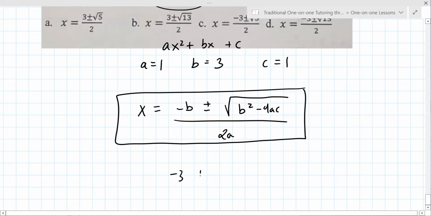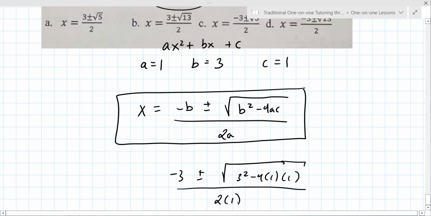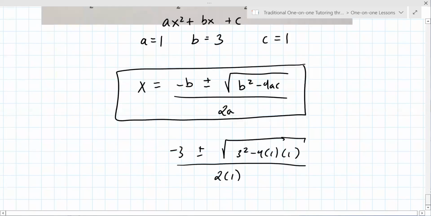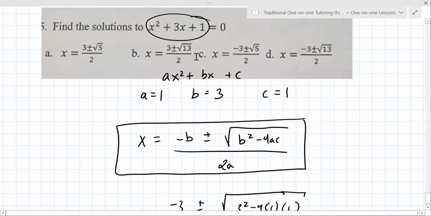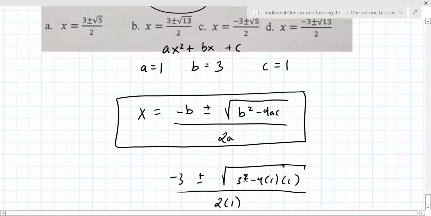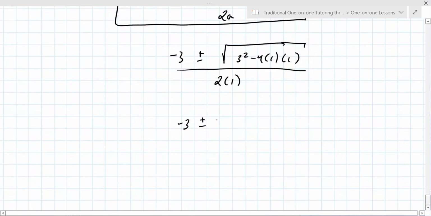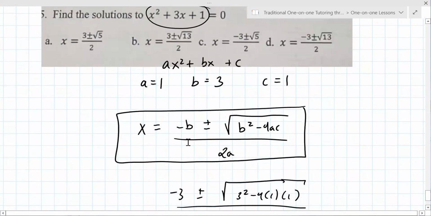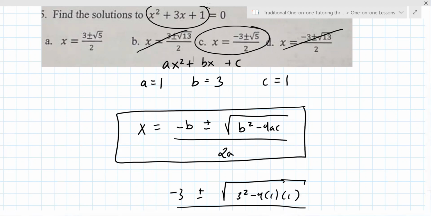So it's minus 3 plus or minus the square root of 3 squared minus 4 times 1 times 1, all over 2 times 1. And when I look at the answers, I notice the part inside the root is different on 2 of them. So that's a helpful way to get it down. This becomes 9 minus 4, which is 5. You gotta be careful with your signs. So it's minus 3 plus or minus the square root of 5 over 2. And if you go back to the answers, that gets you down to A and C. And then because it's minus 3, it's that one.